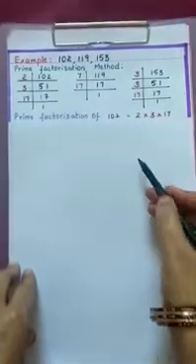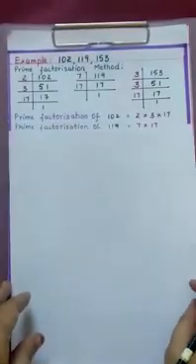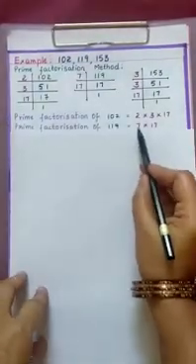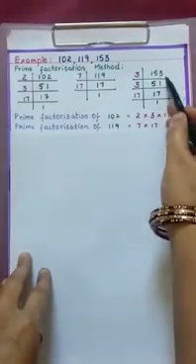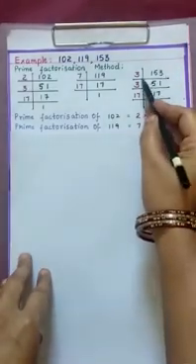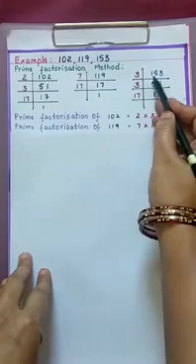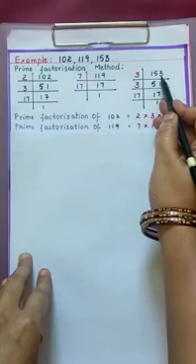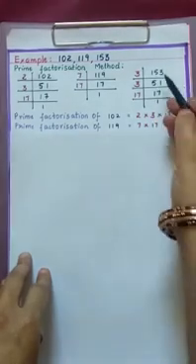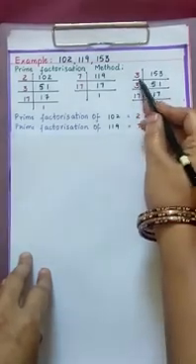17 ones are 17. So the prime factorization of 119 is 7 into 17. Now come to the third number, 153, which is divisible by 3 because it is an odd number and the sum of digits, 1 plus 5 is 6, 6 plus 3 is 9. 9 is divisible by 3, so definitely this number is divisible by 3.